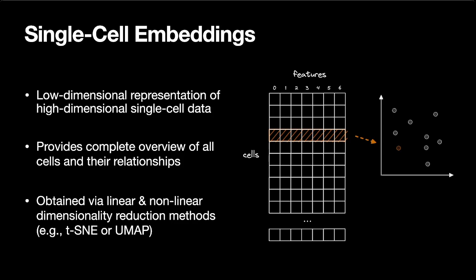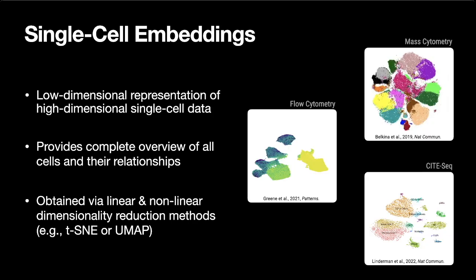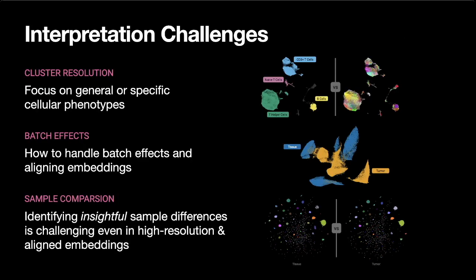Visualizations based off these embeddings may be used as a tool to generate new hypotheses, annotate clusters of similar cells, and compare annotations. And here are some examples of embeddings showing a single-cell dataset from flow, mass cytometry, and CiteSeq. While these visualizations open opportunities for the exploration and discovery, they often introduce their own challenges for interpretability and comparison.